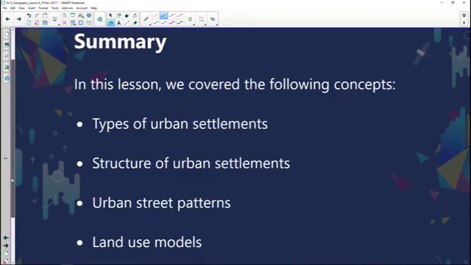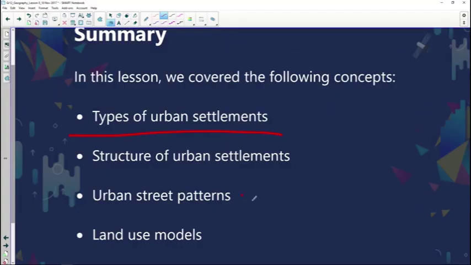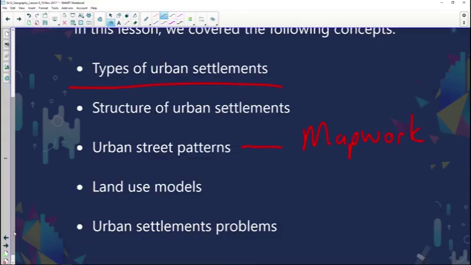So basically, what we've looked at in this area, we looked at the types of urban settlements that we've just discussed. Keep in mind, once again, it's where all the secondary and tertiary activities take place. And then we look at the urban profile from the CBD to the rural-urban fringe and your different residential areas. And then we look at our urban street patterns. Very important, keep in mind, you might get this in your map work paper. Remember, you need to be able to identify it and give some advantages and disadvantages of the different street patterns. And lastly, we looked at our land use models and the problems that we experienced in urban areas.